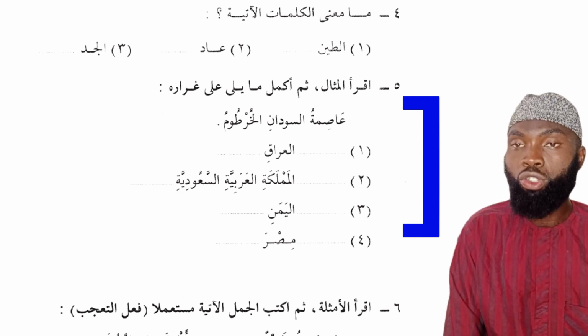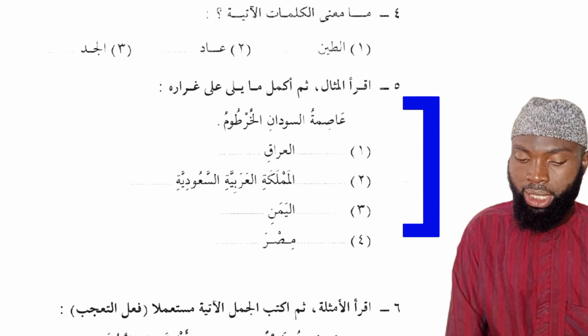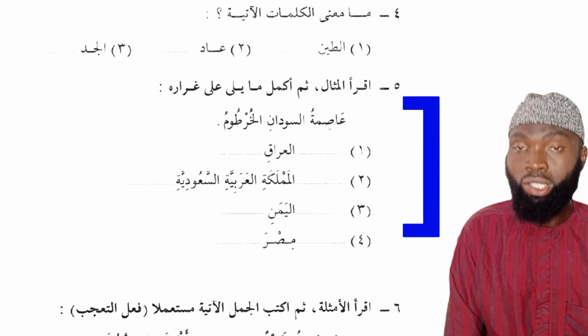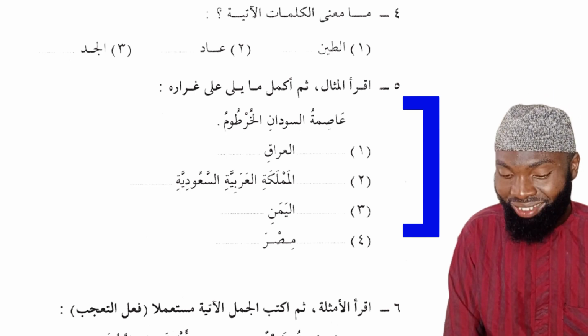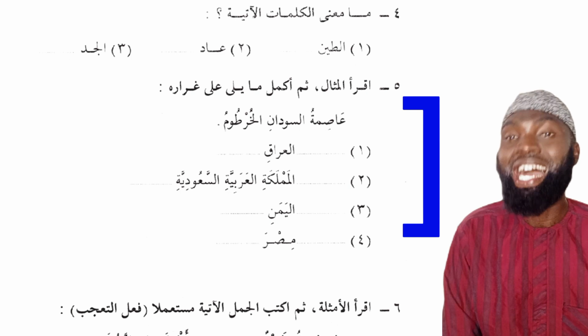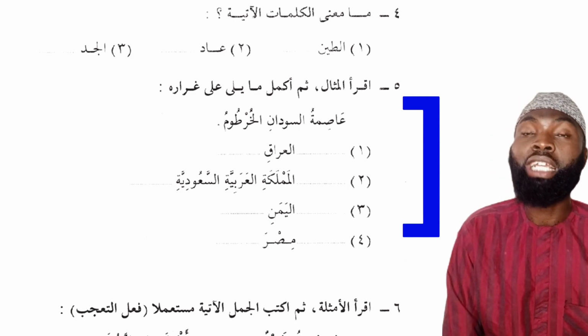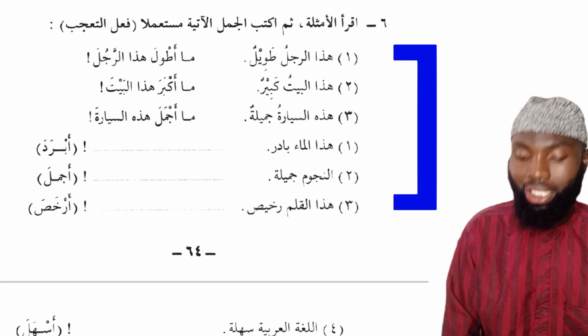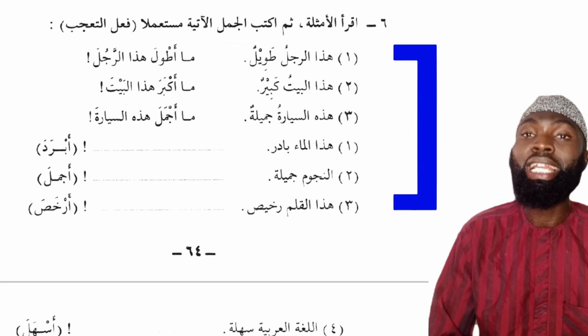Number 2, we have the capital of the Kingdom of Saudi Arabia. The capital of the Kingdom of Saudi Arabia is called Riyadh. The capital of Yemen is Sana'a. The capital of Egypt is Cairo. MashaAllah. Moving to exercise number 6, the instruction says: read the example.